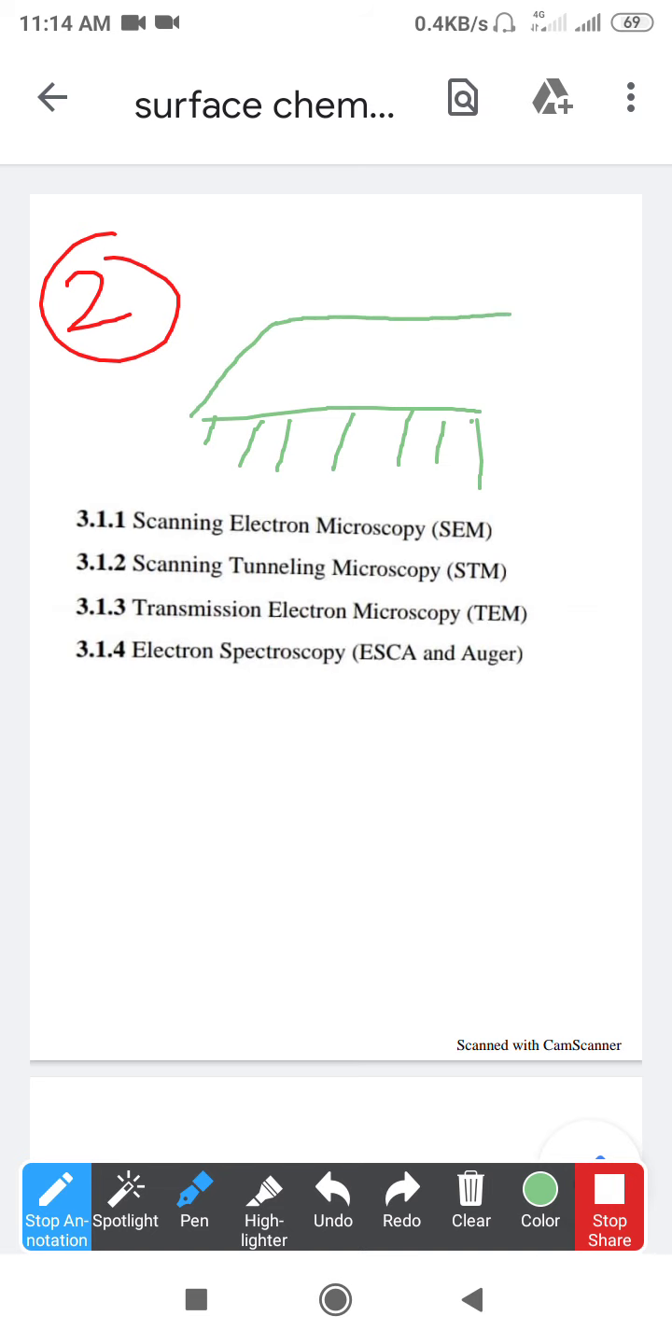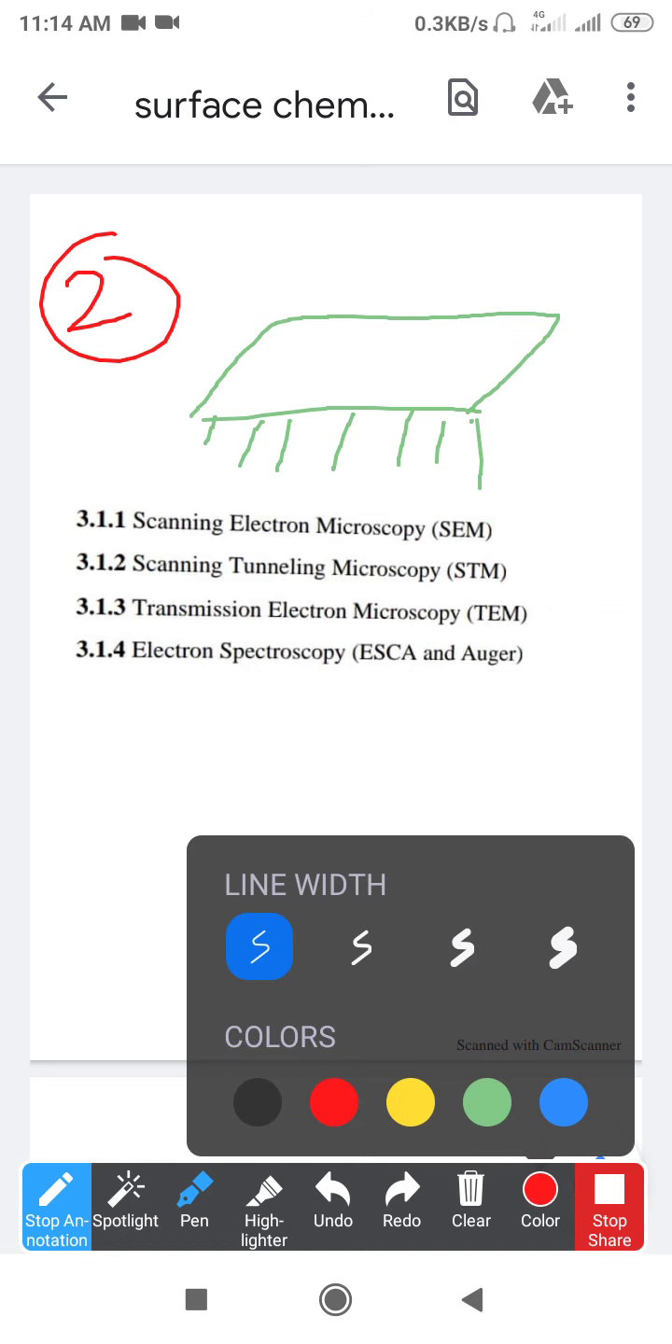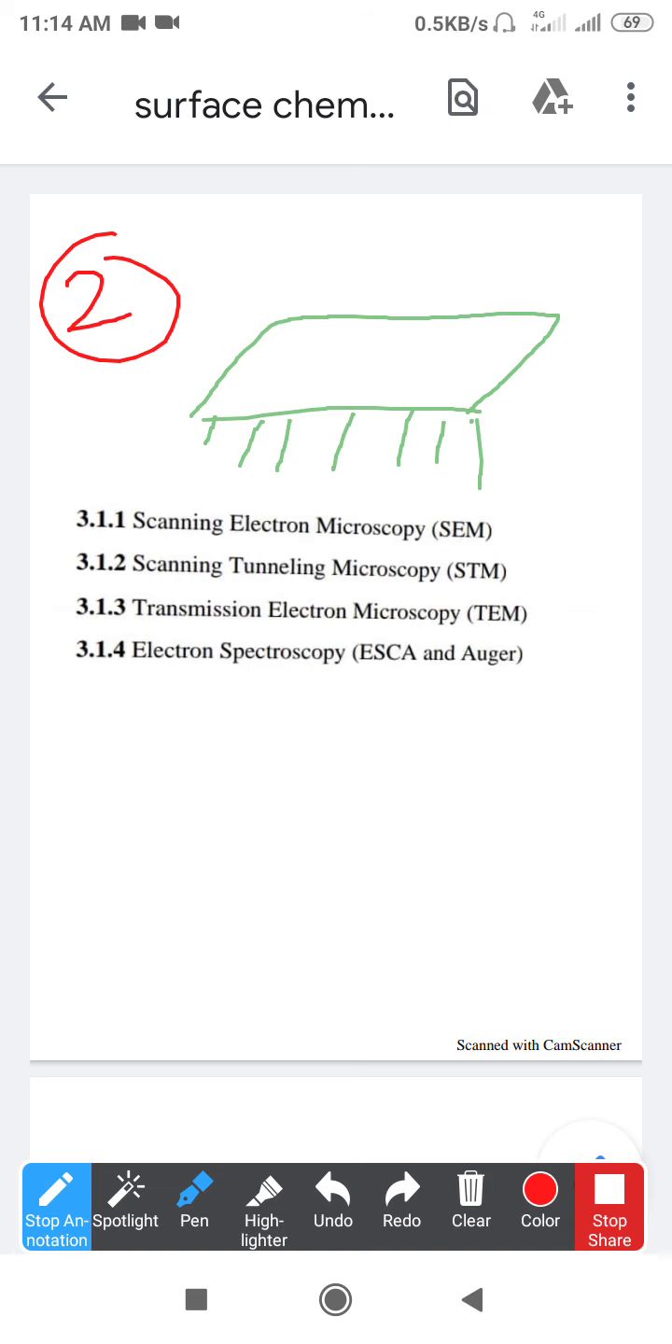But here we are going to consider the two-dimensional surface. Here also we are going to have the primary beam, which can be again electron, or some type of radiations, or again some type of ion. Suppose A is my ion. So this type of primary incident radiation is going to be incident on this two-dimensional surface.